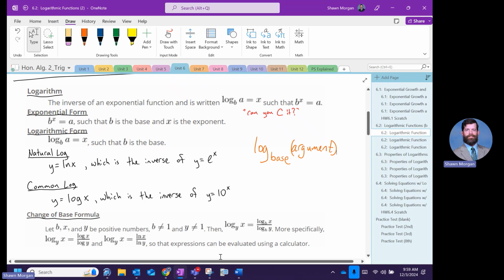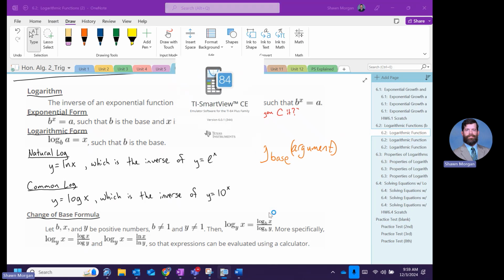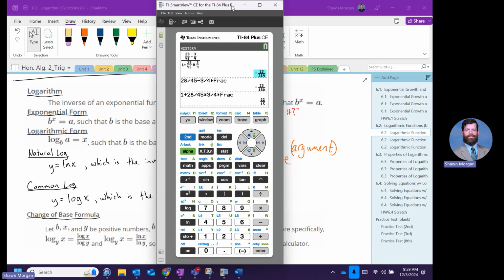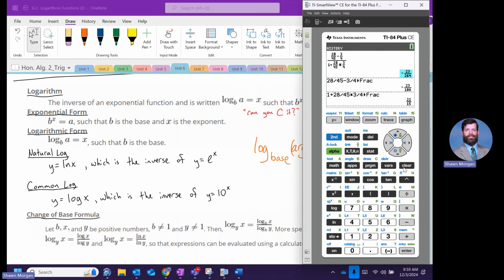There's a couple of special types of logs that you may have come across. You'll certainly see that there's two log buttons on every calculator. There's log, which is the common log, and there's ln, which is called the natural log. You can think of maybe the French language, logarithm natural, where you put the adjective after the noun. So there's log and there's ln.